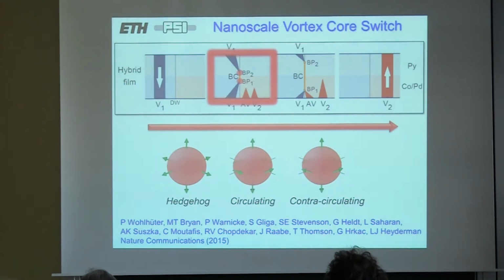Essentially, a Bloch point has magnetization at the top and bottom pointing upwards and downwards. And then around the circumference, you can either have this hedgehog configuration, a circulating configuration, or a contra-circulating configuration. And I'll come back to Bloch points later.